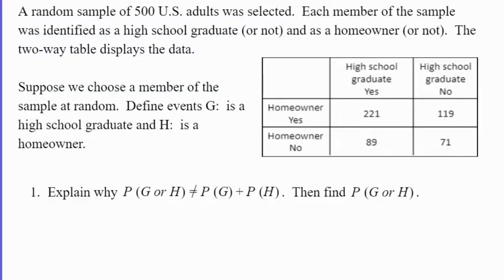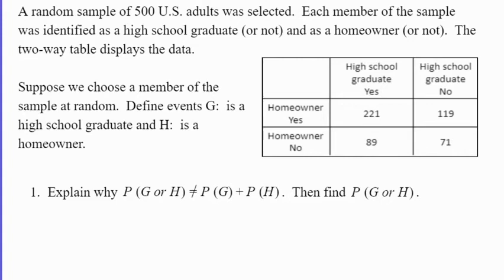So let's look at our last example. What is the relationship between educational achievement and home ownership? A random sample of 500 U.S. adults was selected. Each member of the sample was identified as a high school graduate or not, and as a homeowner or not. We have a two-way table to display the data. Suppose we choose a member of the sample at random, and let's define event G as someone is a high school graduate and H, someone is a homeowner.